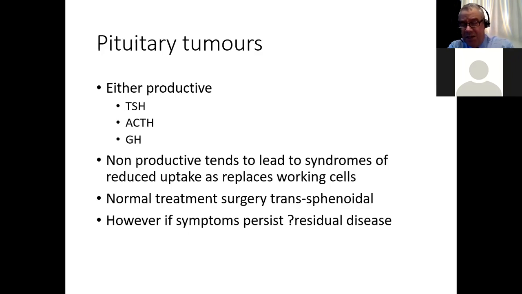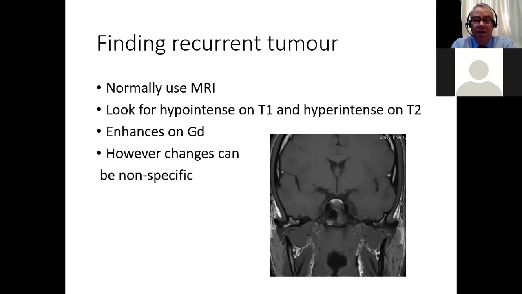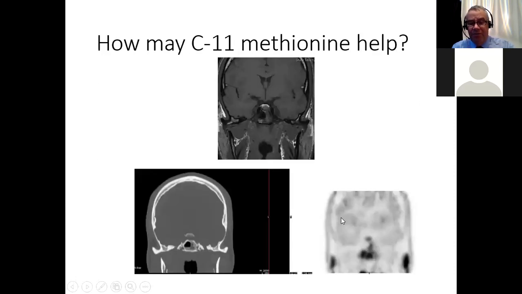However, if symptoms persist or there is residual biochemical change, and these patients tend to have residual disease, you've got to try and find it. So you can use an MR, and here's an MR, this is with gadolinium. What you can see is that's where the surgeon has nibbled out a bit of the pituitary. So they've come up through the nose and nibbled that bit out. That's why it's a black hole. But somewhere in there could lurk some more pituitary adenoma cells.